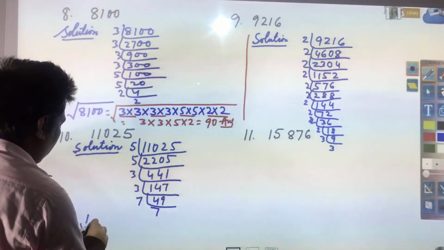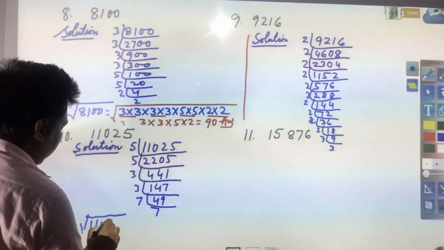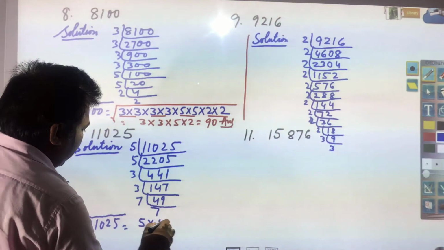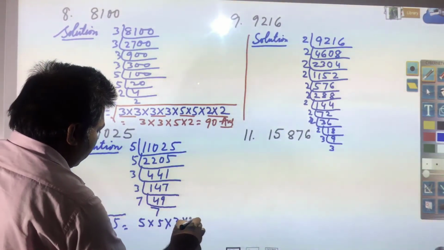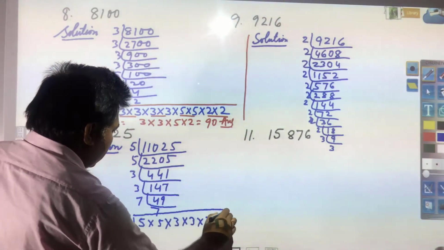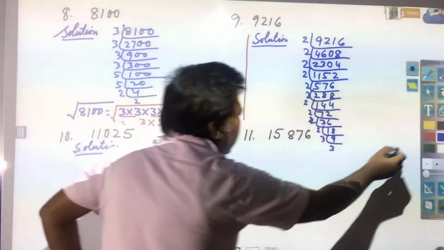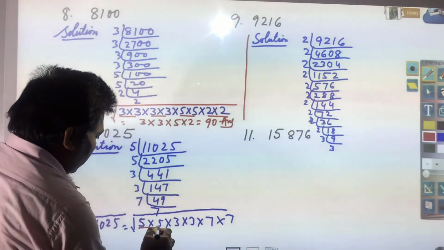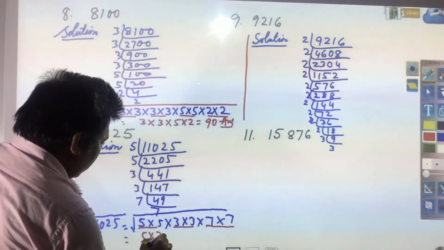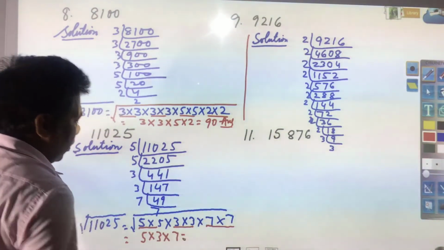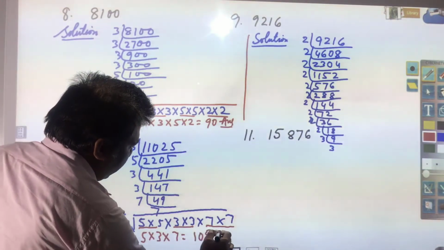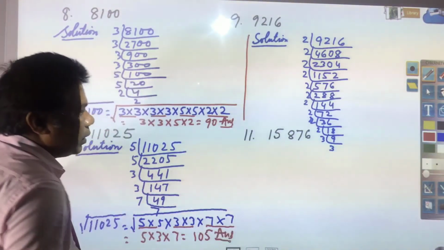So the square root of 11025 will be 5 into 5 into 3 into 3 into 7 into 7, and the square root of this. How many pairs you have? 1, 2 and 3. It means 5 into 3 into 7. 5 threes are 15, 15 sevens are 105, and this will be your answer.